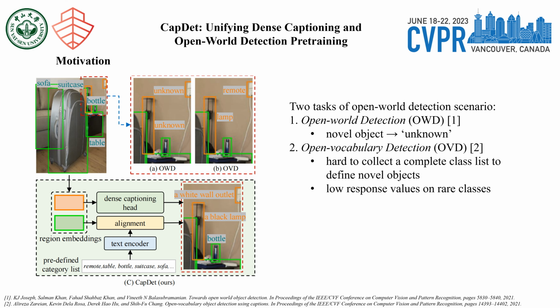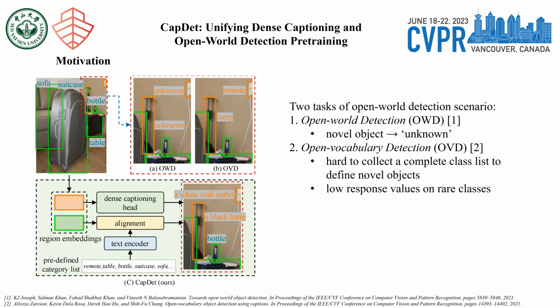It is difficult to define a complete list of classes. It can only generate low response values on rare classes. In this paper, we consider a new setting that is closer to the open world and real scenes. That is, we expect the model to both detect concepts in a given classes list and to generate corresponding natural language descriptions for new concepts or rare classes of objects.